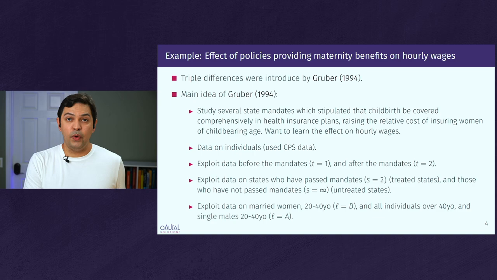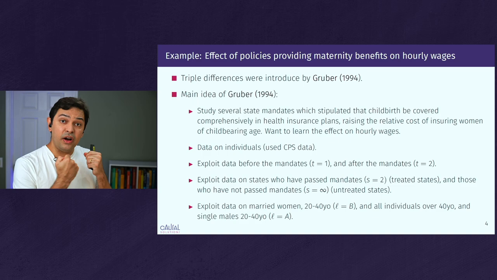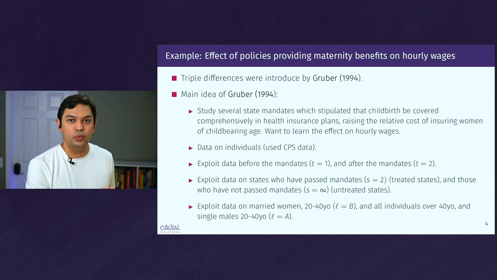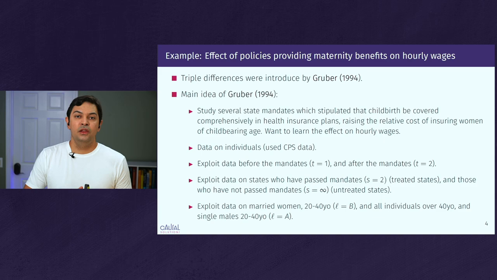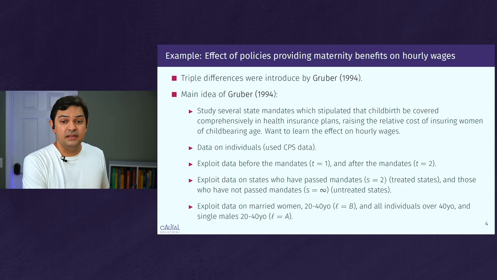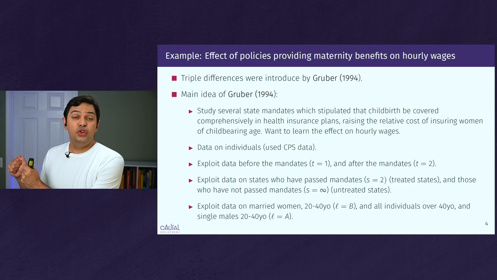So here, how is Gruber going to leverage this particular design? He had data from the CPS, so data on individuals. We're going to have data before this policy implementation, before the state mandates, t equals 1. And we're also going to have data after the state mandates, t equals 2. And we're going to have two different sets of states: some states that have passed the mandate, s equals 2, and some other subset of states that have not yet passed the mandate, s equals infinity.